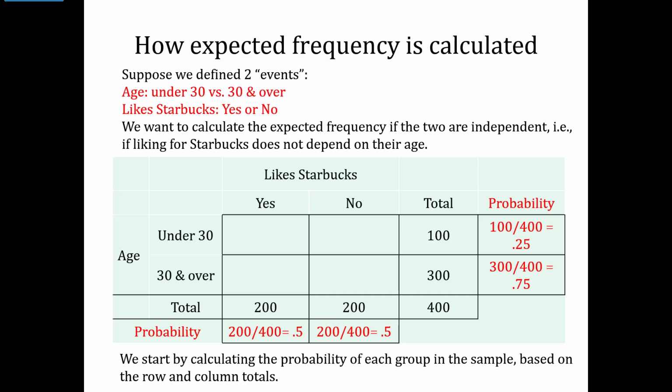So if we randomly chose a person from this sample, the chances that they would be under 30 is simply 100 over 400 or 0.25. That's the probability of being in that group. Similarly, the probability of being 30 and over is 300 over 400 or 0.75. Using the same logic, you can calculate the expected frequency of people liking and not liking Starbucks. Now let's see how we can use these probabilities to calculate the expected frequency in each cell in the crosstab.